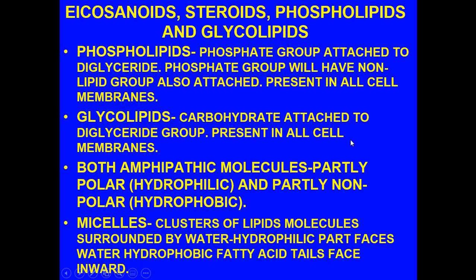Now, let's get into phospholipids, etc. And these will help us to understand some of the basic building blocks that make up a plasma membrane, a cell membrane. Phospholipids have a phosphate group attached to the diglycerides. The phosphate group will have a non-lipid group, and it's present in all the cell membranes. A glycolipid is a carbohydrate that's attached to the diglyceride group, and it's present in all cell membranes as well. Now, both of these are amphipathic molecules, and I explained to you what these are.